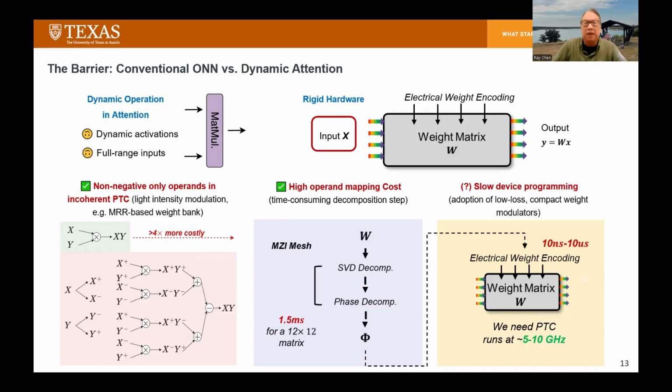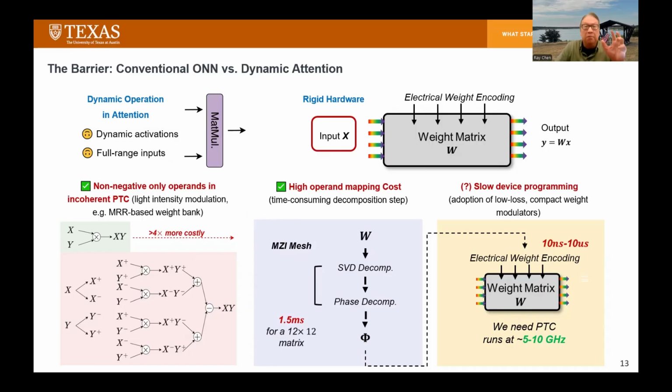Second is the mapping bottleneck. I mean that we can use the coherent optical neural network. Mapping a new matrix to the hardware requires complex mathematics, such as singular value decomposition. Doing this for every single token creates a massive digital bottleneck. Okay, so this work solves these two issues.